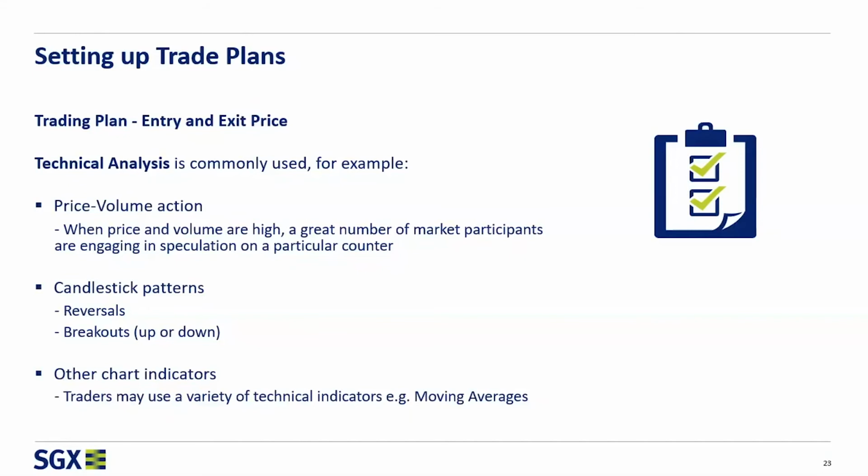And finally, there are what we call chart indicators. Some people have very fanciful charts that have many overlays. So these are indicators, right? One can use technical analysis to determine what is a good price to enter, whether it is a buy first or a sell first, and when is a good price to exit, right? So that is how we can think of the entry and exit price.